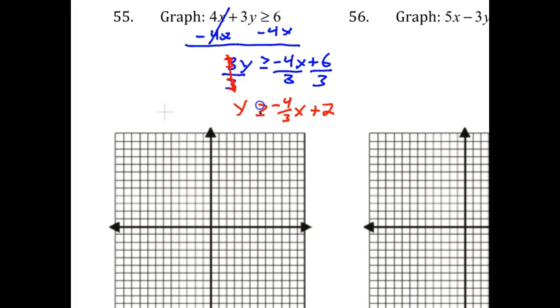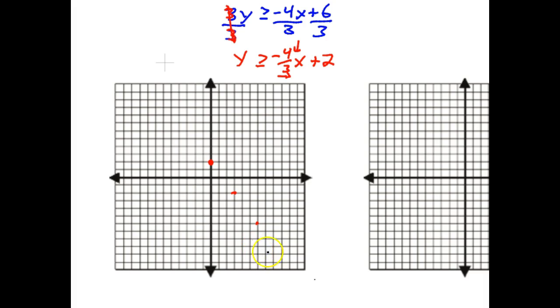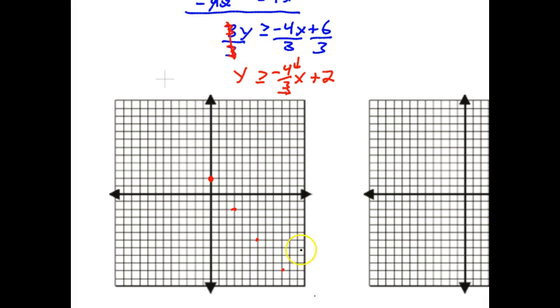Alright, so I'm going to go to plus 2. And I'm going to go down 4 and right 3. Down 4, right 3. Do that a few times. And we're going to have a solid line. And again, it's greater than, so I'm going to shade up, shade above.